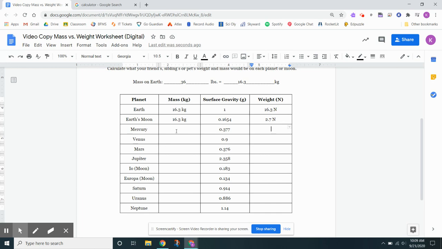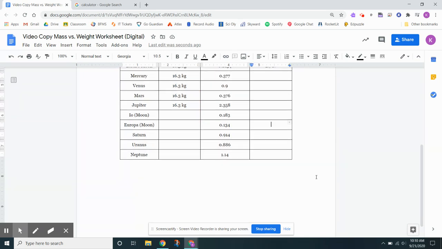So you're going to keep filling in this chart, and you're going to figure out how that weight is going to change for all of these different planets and moons. Now remember, this mass column is going to stay consistent. It's always going to be 16.3 because the amount of stuff making up your dog is not going to change. So this whole column will stay the same. Then you have to take that mass, multiply it by the gravitational force for each of these different planets and moons to figure out how your weight will change.